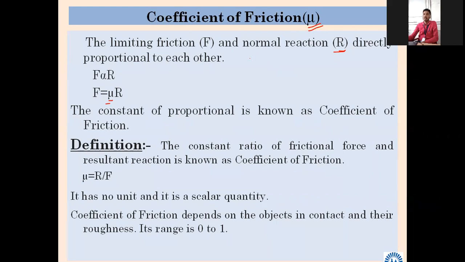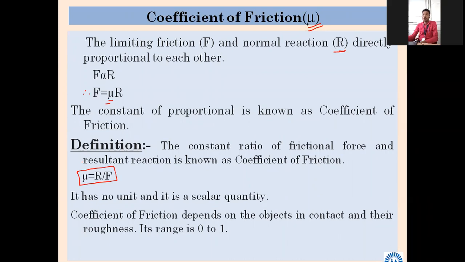Whatever constant of proportionality we get, we are going to call it mu. So the definition: the constant ratio of frictional force and resultant reaction is known as coefficient of friction. This one is the most important formula: mu is equal to F divided by R. Maybe in your multiple choice question it may be asked: the constant ratio of frictional force and resultant reaction is known as coefficient of friction.